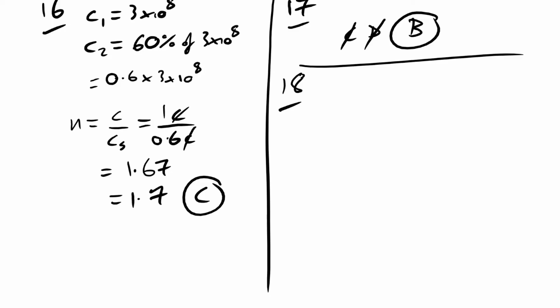Question 18. The object is in equilibrium. Which diagram is correct? Definitely not C, is it? Because we've got them pulling upwards and there's nothing pulling downwards, so it can't be that. D is similar, isn't it? It's going to go off in that direction. What about A and B then?